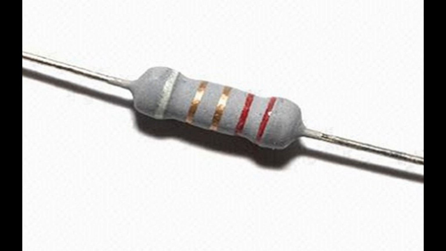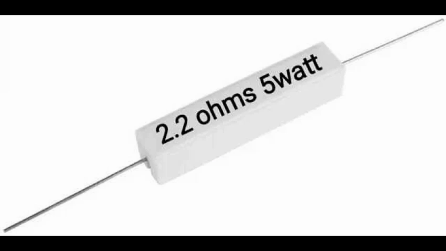Example: suppose you have a resistor with a nominal resistance of 100 ohms and a 5% tolerance. This means that the actual resistance of the resistor can be anywhere between 95 ohms (100 ohms minus 5%) and 105 ohms (100 ohms plus 5%) and still be within spec.